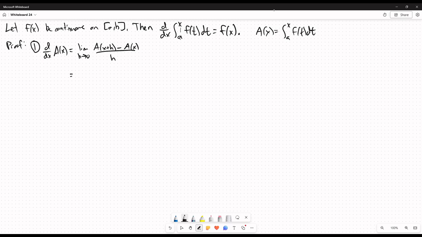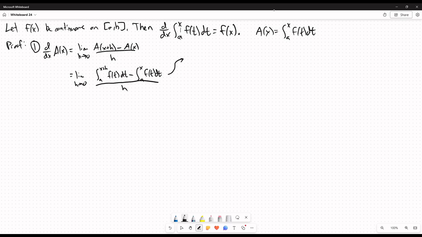And what is A of x? Well, that's going to be the integral from a to x plus h. So we're doing A of x plus h first. That's going to be the integral from a to x plus h of f of t dt minus the integral from a to x of f of t dt. We're going to have all of that over h.